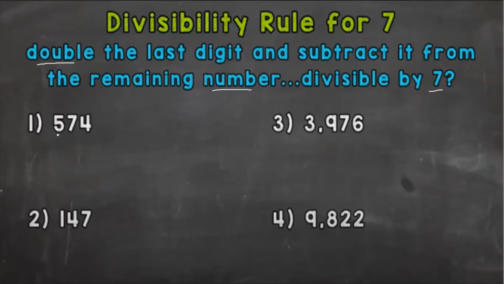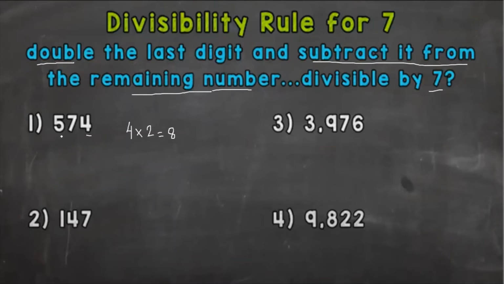We have here number 1, 574. The rule tells us that we need to double the last digit. What is the last digit of 574? That is 4. Since 4 is the last digit, we double the 4. Double the 4 is just like saying 4 times 2. 4 times 2 is 8. Now, we already doubled the last digit. The next step is to subtract it from the remaining number.